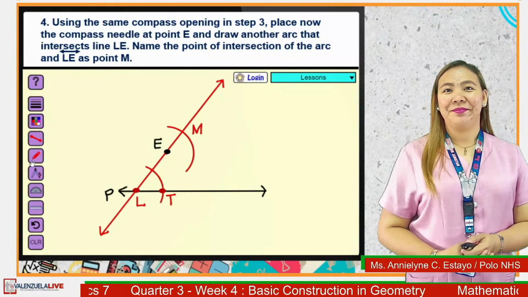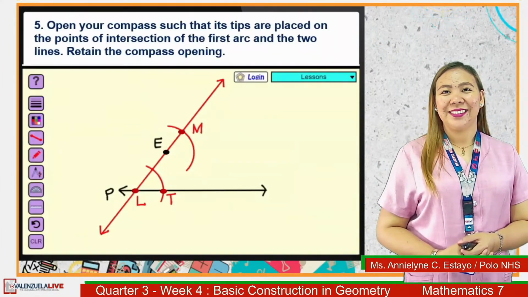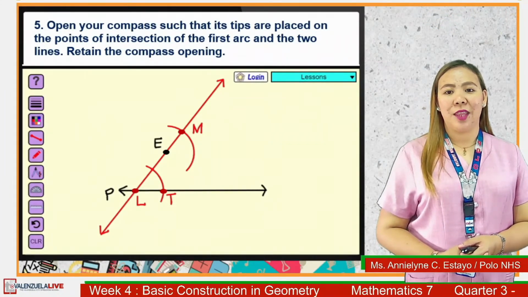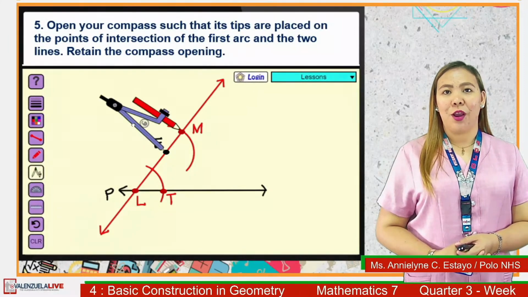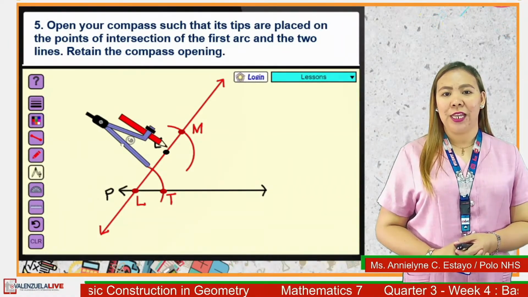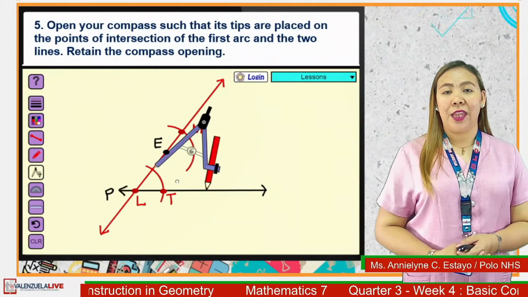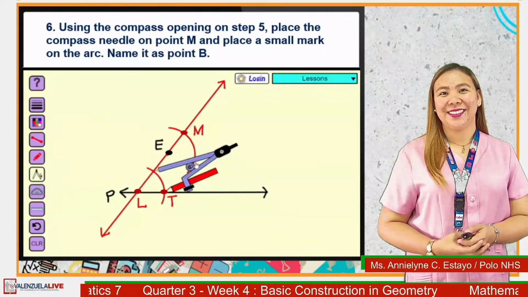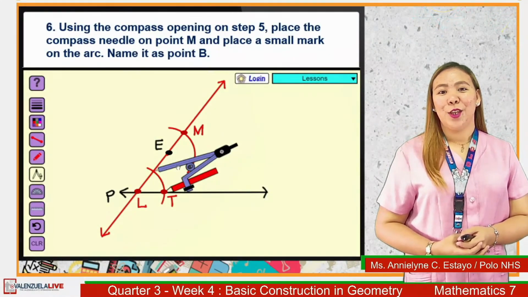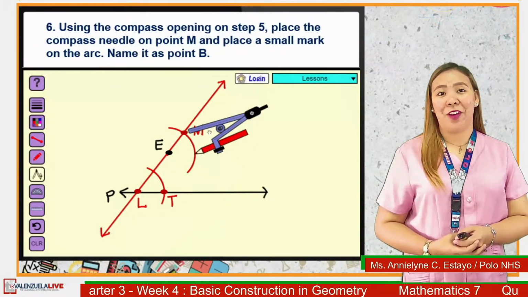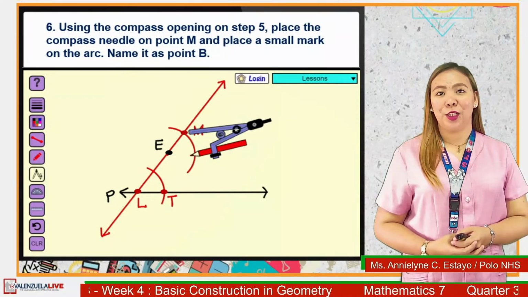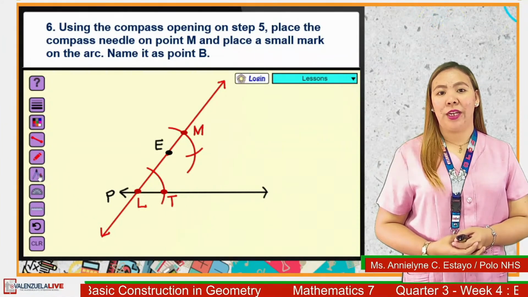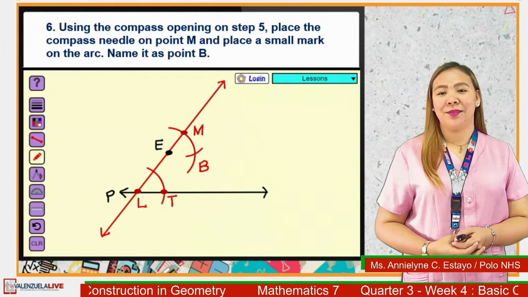Step 5. Open your compass such that the tips are placed on the points of intersection of the first arc and the two lines. Retain the compass opening. Step 6. Using the compass opening in step 5, place the compass needle on point M and place a small mark on the arc, name it as point B.